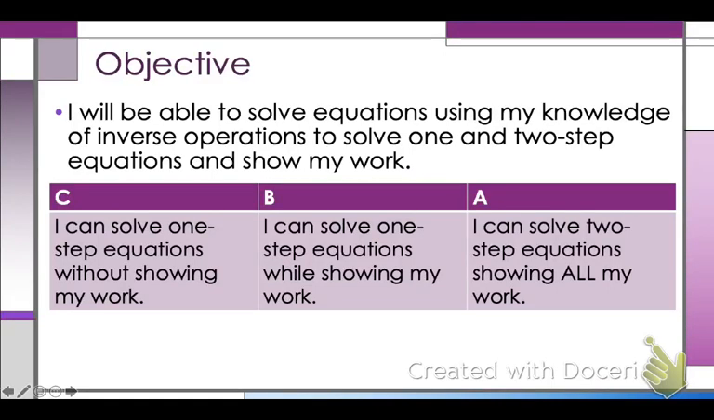Our first objective for today is: I will be able to solve equations using my knowledge of inverse operations to solve 1- and 2-step equations and show my work. I'm going to be so picky about you showing your work during equations. I said before that equations are the most important thing, literally the most important thing that you will learn this year. So please, please, please write things down, show your work exactly how I show it. I'm showing you my work this way because it works. It makes sense. It helps you learn it. So please, please, please do what I ask.